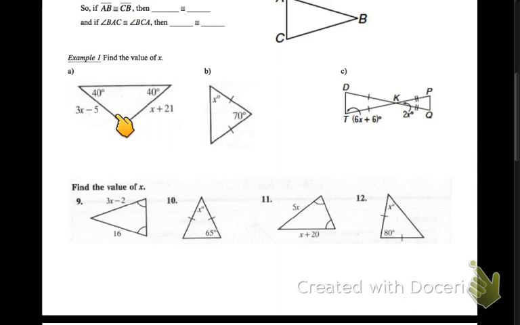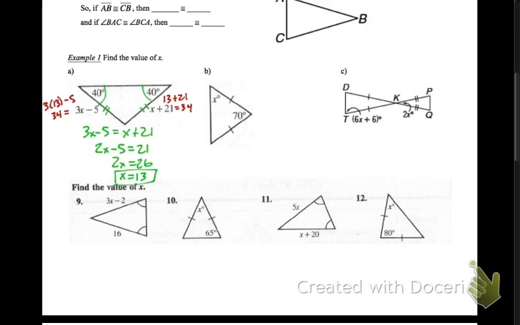In this first example, we have an isosceles triangle. You will note it's an isosceles triangle because of the two base angles that are congruent. Therefore, these sides here are congruent as well. So we can simply set the lengths of those sides equal to each other, solve for x, and we get x is equal to 13. You can check your work: plug 13 back in and make sure those two sides are congruent. The lengths of those two sides, if x is 13, are both 34.